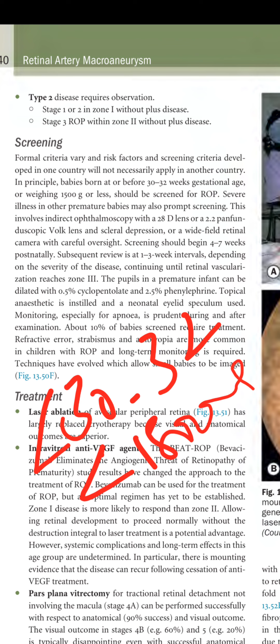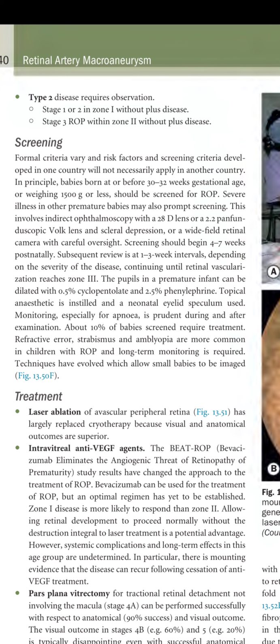Severe illness in other premature babies may also prompt screening. This involves indirect ophthalmoscopy with a 28 diopter lens or a 2.2 pan-fundoscopic lens and scleral depression, or a wide field retinal camera with full oversight. So we can use indirect ophthalmoscopy with 28 diopter lens. We can use 2.2 pan-fundoscopic Volk lens and wide field retinal camera.